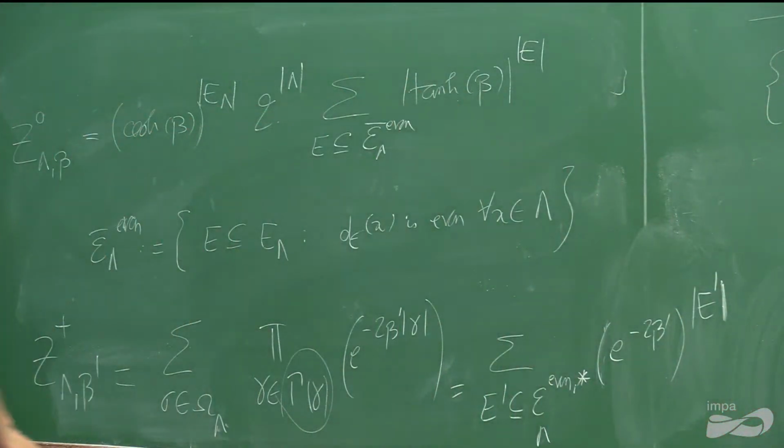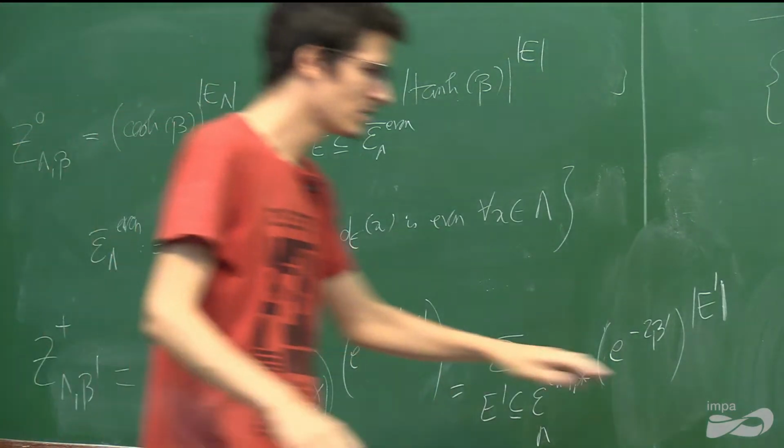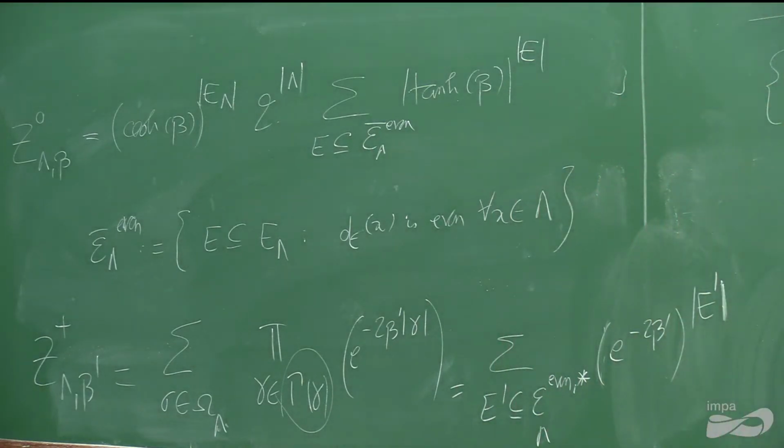So basically, for any value of beta, we always have two ways to represent our model as a contour model. And now I will try to convince you that this can be sufficient to heuristically identify the critical value for beta.